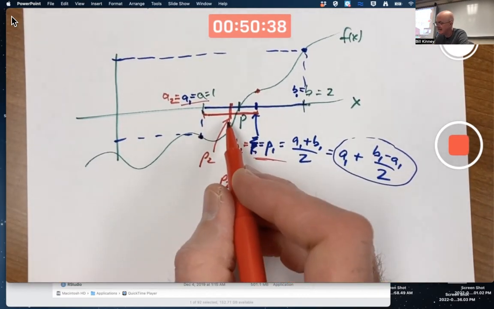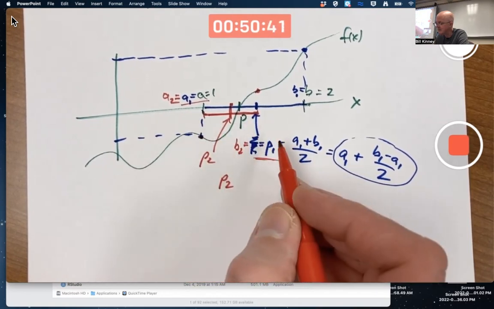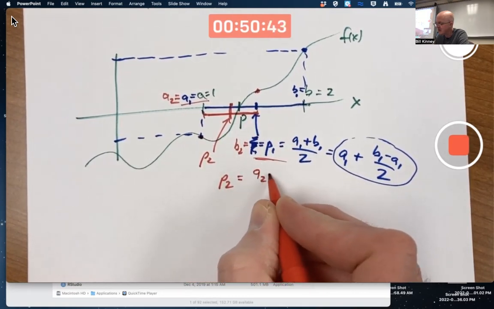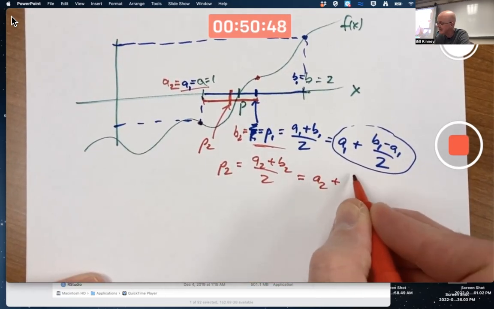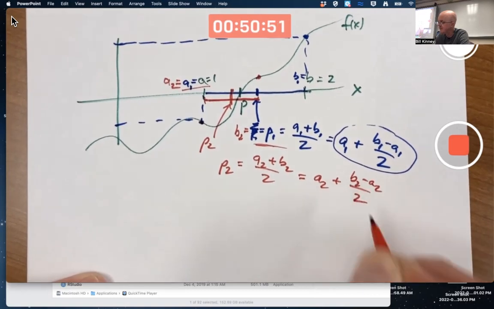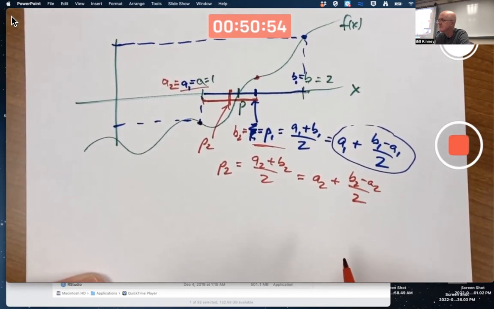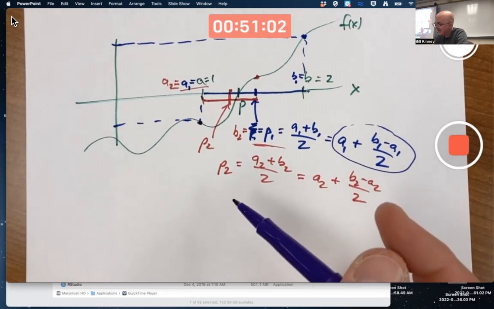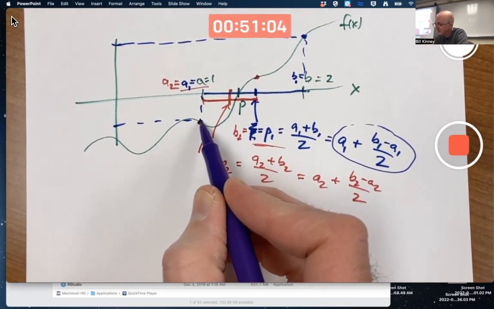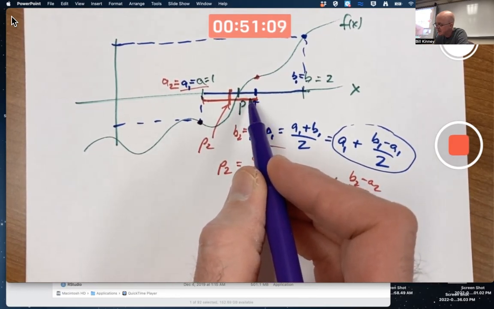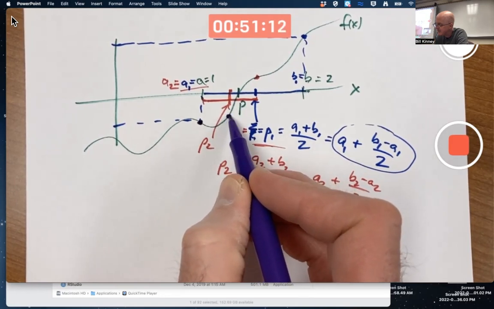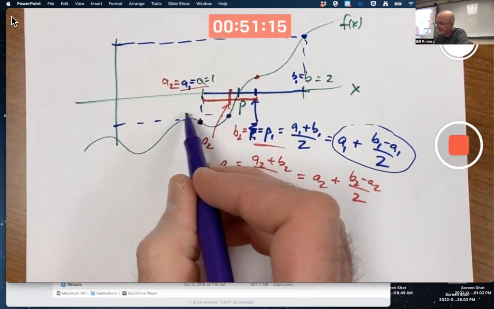P2 is the halfway point on the red interval. Yes, you could write that as A2 plus B2 over 2, but it's better for computer programming reasons to write it as A2 plus B2 minus A2 over 2. I'll make one more piece of the drawing. Now compare f of A2 and f of P2. They now have the same signs.